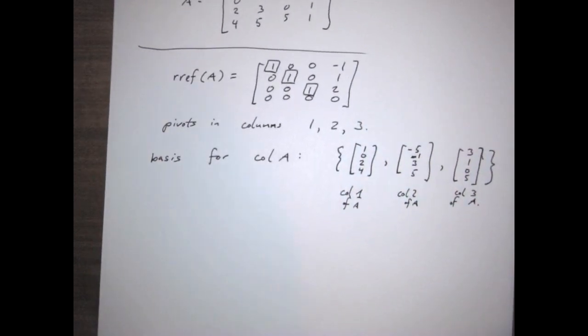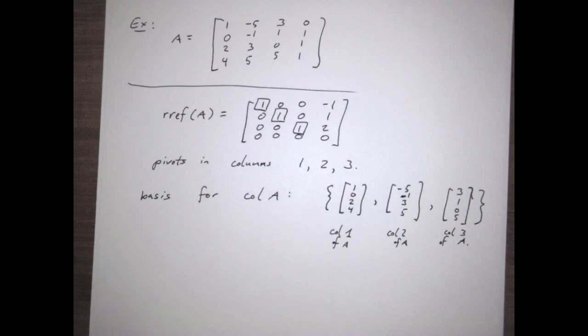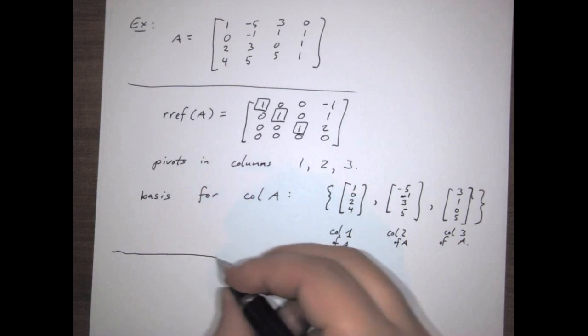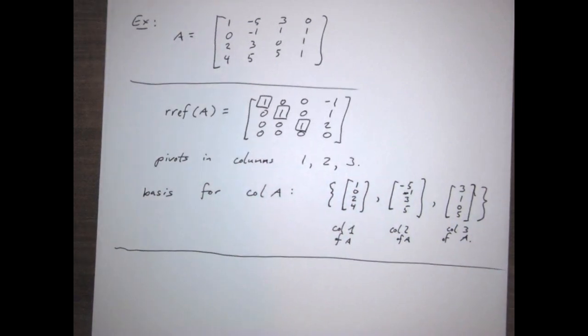And that's how you do that. So if you have a matrix, you would use the row-reduced form to identify the columns that contain pivots, in other words, the basic variables. And then those will form the basis of the column space. So there's that.